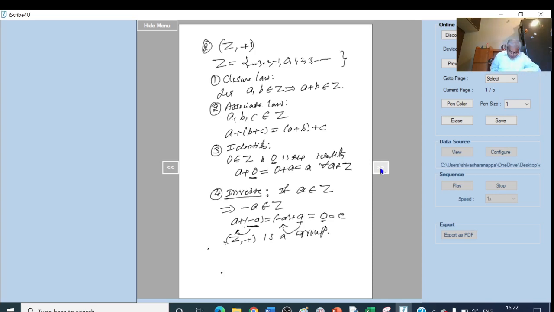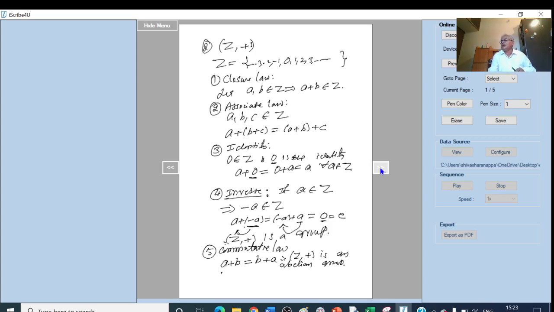Is this an abelian group? What about the commutative law? So here I will write A plus B. Can I write A plus B equal to B plus A? Yes, definitely A plus B and B plus A both are same here. So commutative law is satisfied. So therefore Z comma plus is an abelian group, right? That is, Z comma plus is an abelian group.